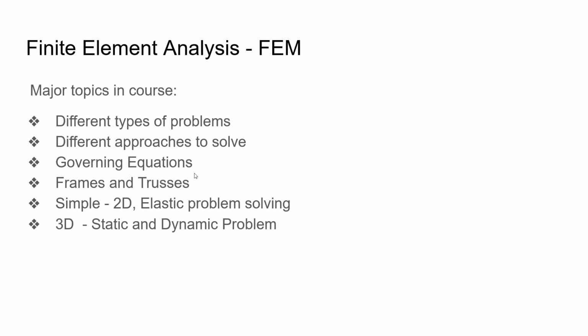So the governing equations will have weak forms and strong forms, differential form and integral form. So you will understand the different types of governing equations. Generally one can be derived from the other type, so they are interchangeable. Then the structures, which are frames and trusses, will be explained, and then we'll actually start with the simple 2D elastic problem solving, the method, so making grids and solving problems at each grid point, and then moving on to 3D, so that a dynamic problem in a three-dimensional system can be solved.